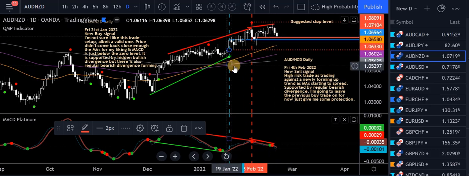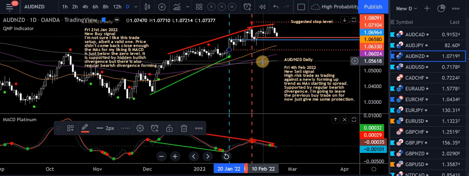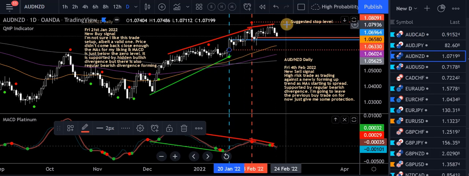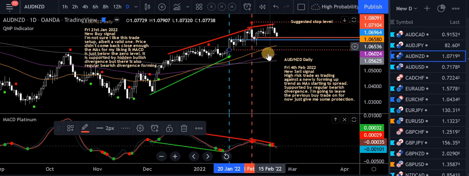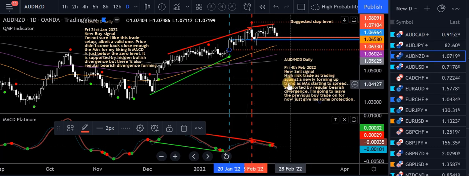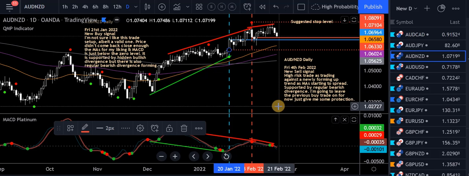The trend is up. See, the MAs are starting to split to the upside. I want to give it a bit of room to the upside. I'm in a sell in the meantime. It was a tough trade. High-risk traders trading against the newly forming uptrend, as you can see, read my notes there.